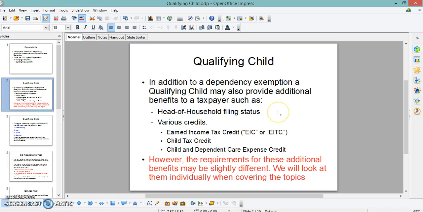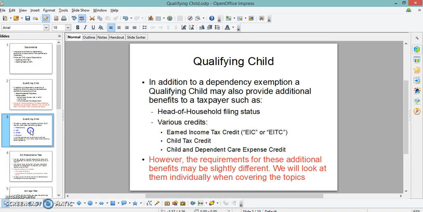So, a qualifying child. The first thing I want to point out is that when you learn qualifying child, do know that it's going to carry over to other things, because in addition to providing a dependency exemption, a qualifying child may also provide additional benefits to taxpayers, such as head of household filing status and various other credits. However, the requirements for these additional benefits may be a little bit different, and when we look at these topics, we're going to look at these requirements to see if they're exactly the same as the qualifying child, or if there's an additional requirement, or if it's less stringent. But just know that it will carry forward.